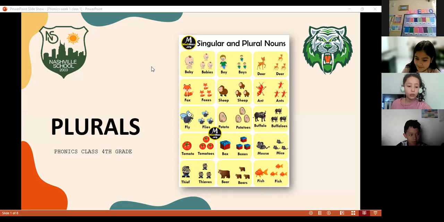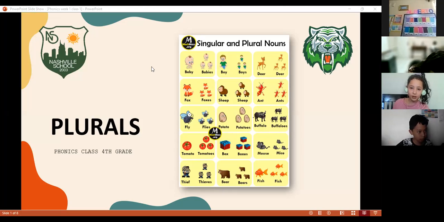Okay, class. Let's start with the class. We're going to talk about plurals today. Have ready just your book. Plurals. As you can notice here, we have a picture with some examples of plurals. So with this picture and some examples, who can tell me what is plural, class? What does it mean, plurals?